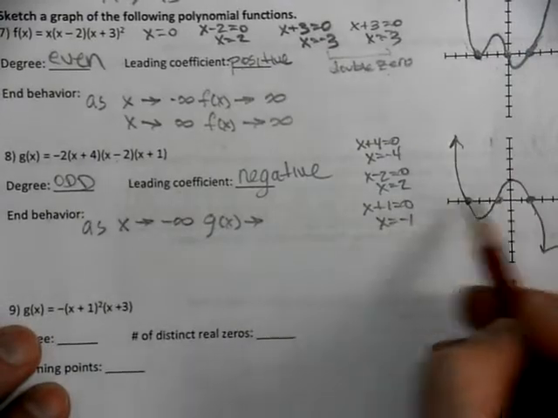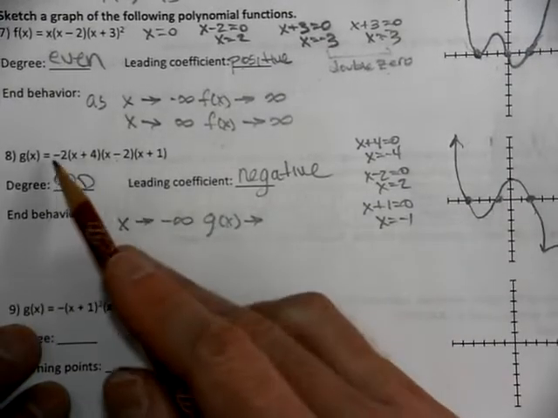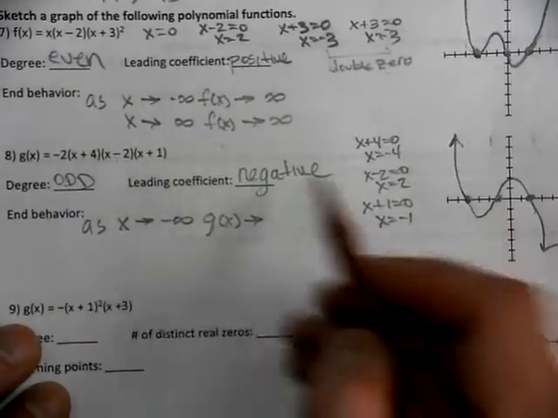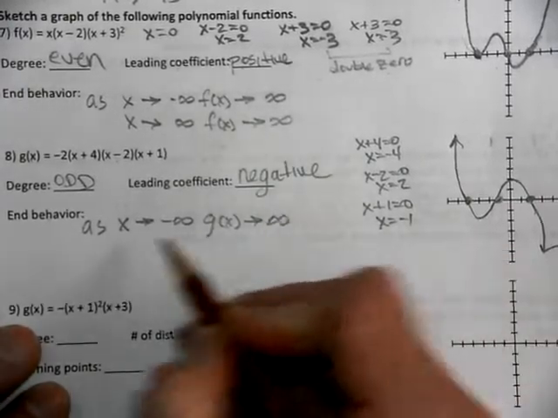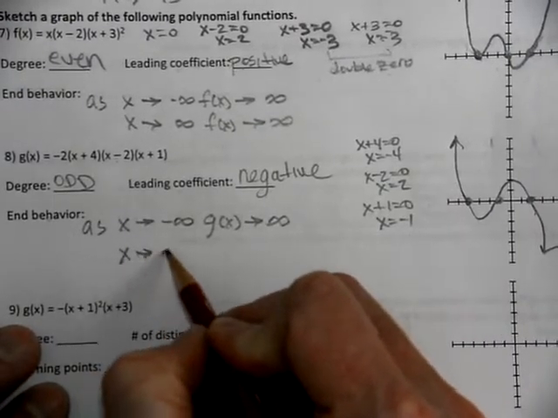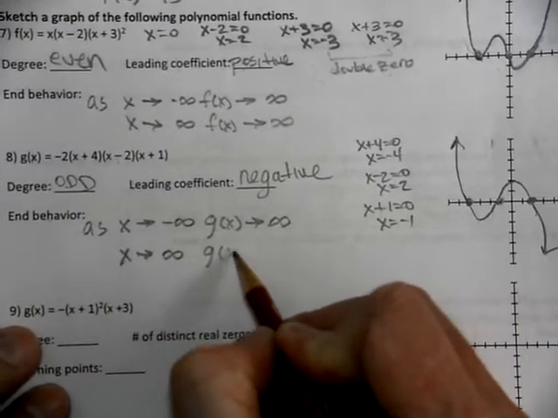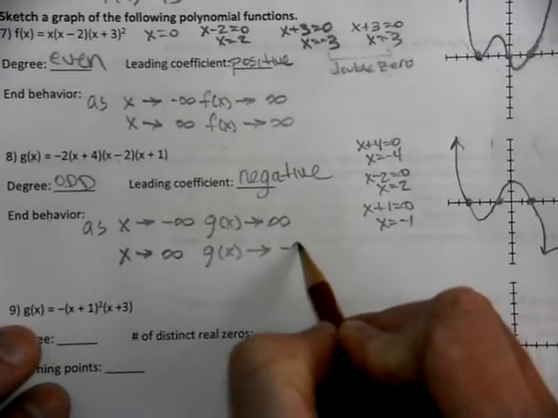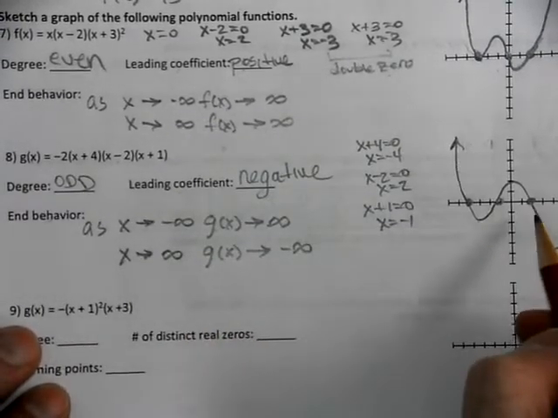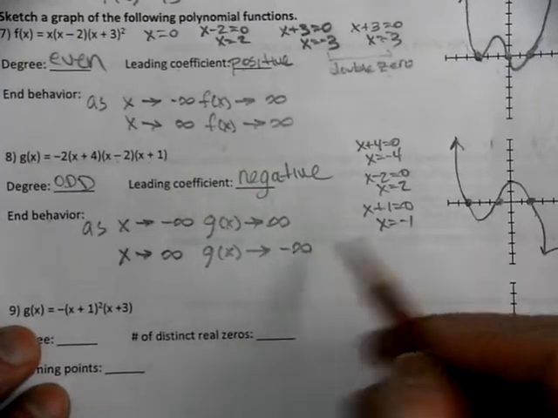As x approaches the left, you can see that g of x is going up. And as x moves to the right, you can see that g of x is going down.